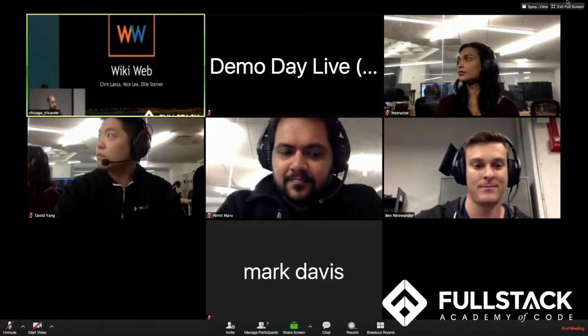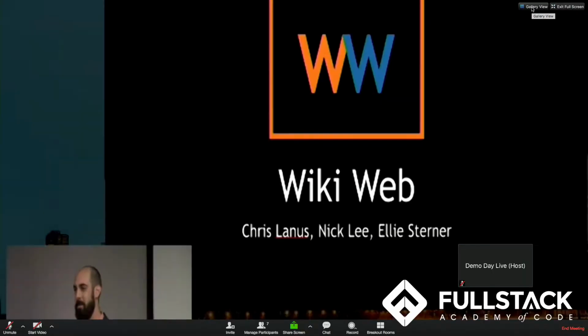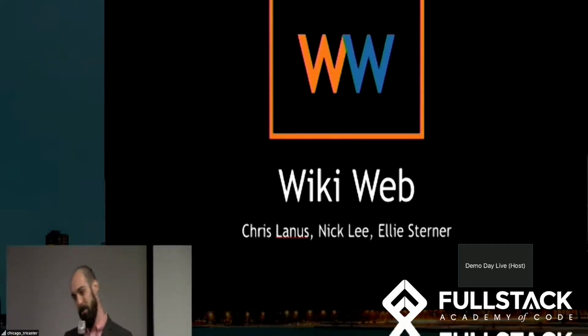All right. Good afternoon. My name is Chris Lannis, here with my teammates Nick Lee and Ellie Sterner, and today we present our capstone project called Wikiweb. What does it mean to browse the web? What does your browsing history say about you, and how biased is the content that you read? These are some questions that Wikiweb can answer. Wikiweb is a Google Chrome extension that allows users to visualize and analyze their personal Wikipedia browsing history.